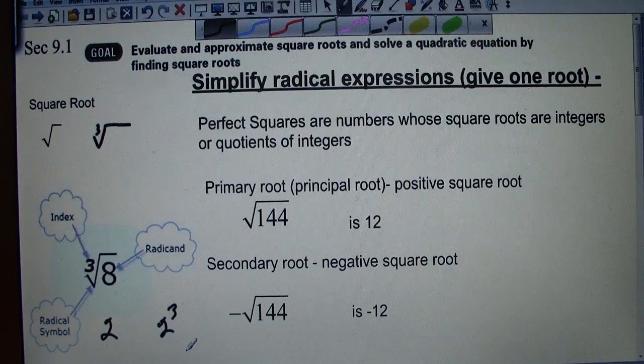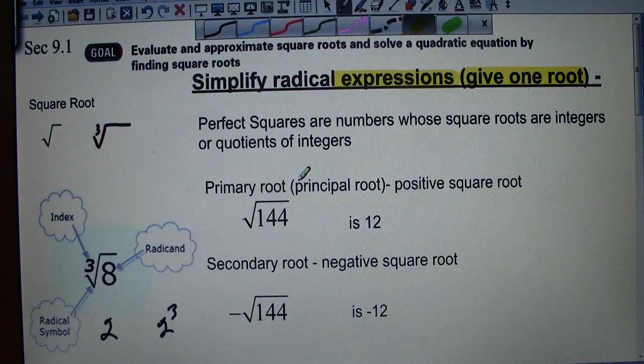Okay, but our focus for section 9.1 is just primarily undoing squares, which we'll refer to as square roots. Okay, now let's look at simplifying radical expressions, and I want you to notice that we're talking about expressions right now only. Because we're looking at expressions, we are to give one answer, and the one answer is called my one root. Perfect squares are numbers whose roots or square roots are integers or quotients of integers.